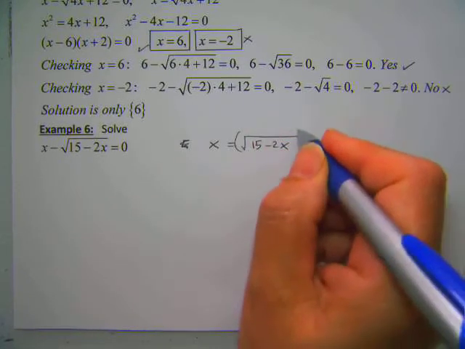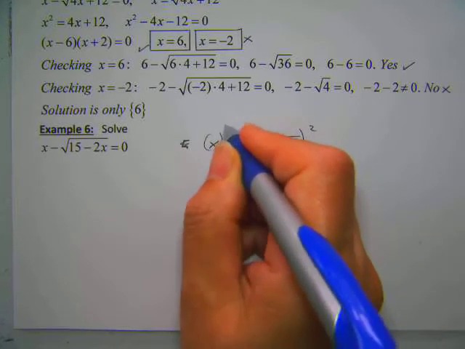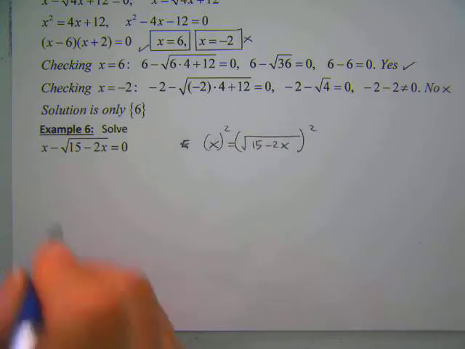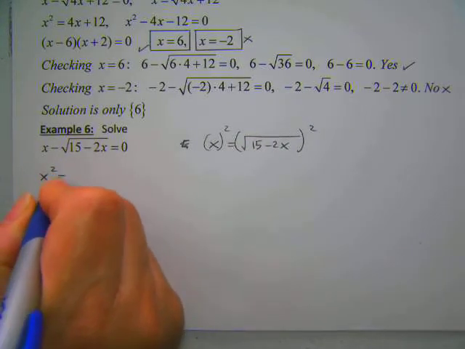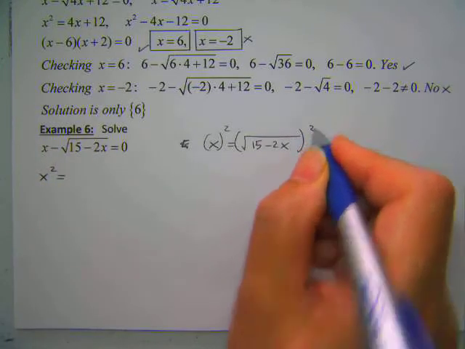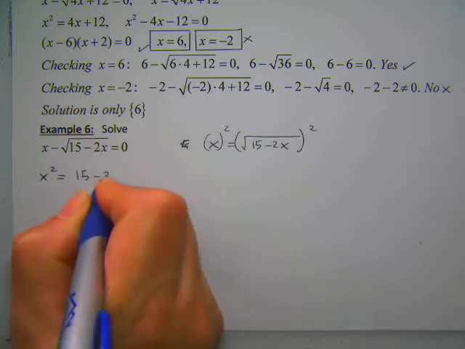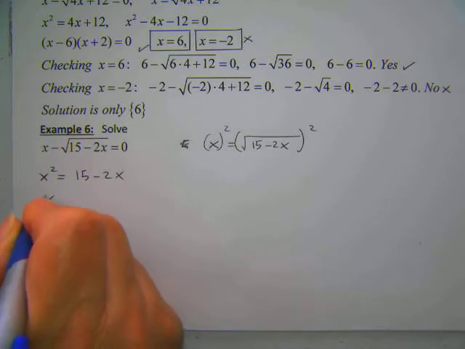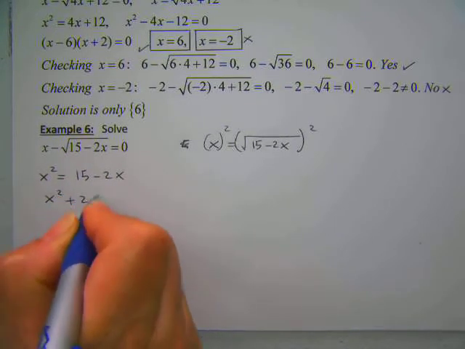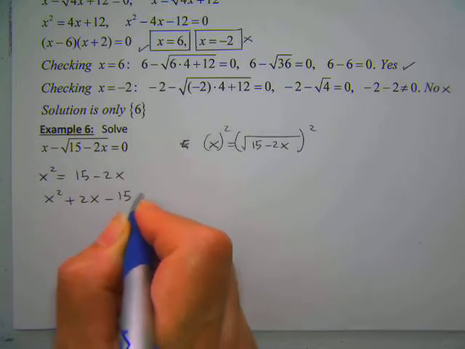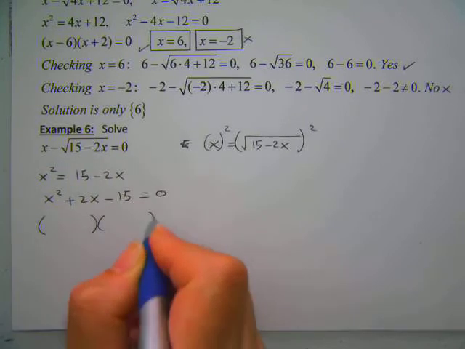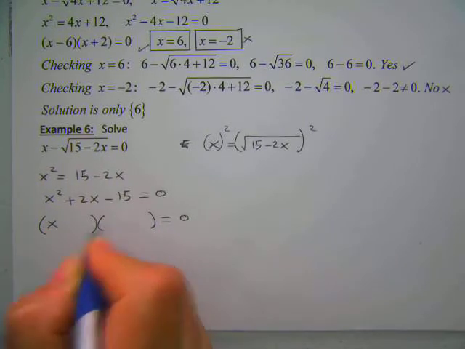Now raise both sides of the equation to a power equal to the index. Well, the index is 2, so you raise it to the second power, and now we get x squared equals, the square root squared cancel each other, we get 15 minus 2x. That's a quadratic equation. Put everything on one side of the equation, make it equal to 0, and try to solve. Again, we always try to factor first.